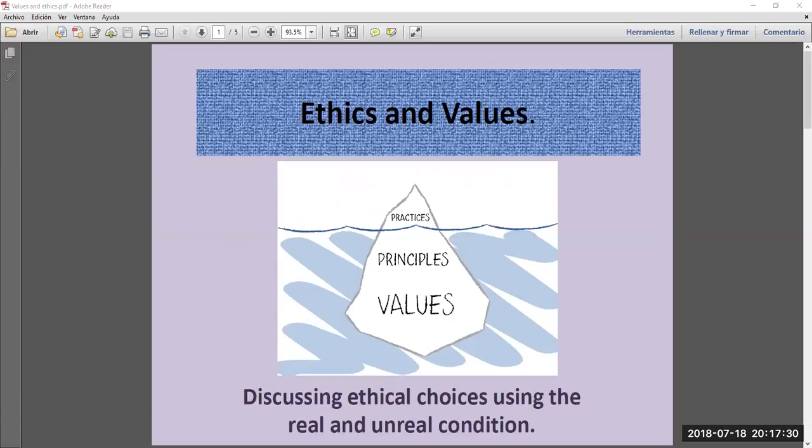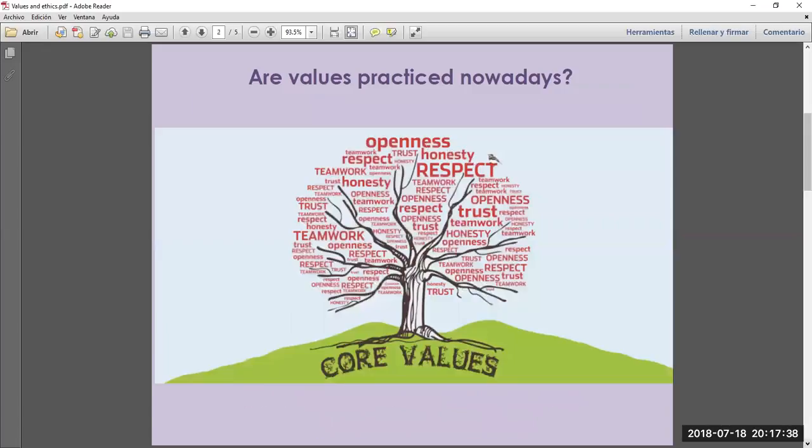All right, so now let's talk about values. Let's go to the next slide. My question is this: are values practiced nowadays? What's your opinion? What do you think about it? I think values are practiced nowadays, but less than before. I think we use fewer values.